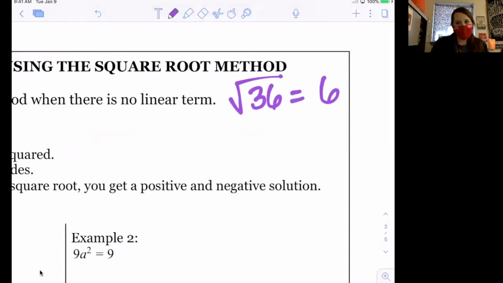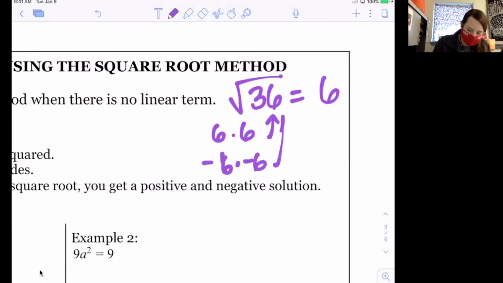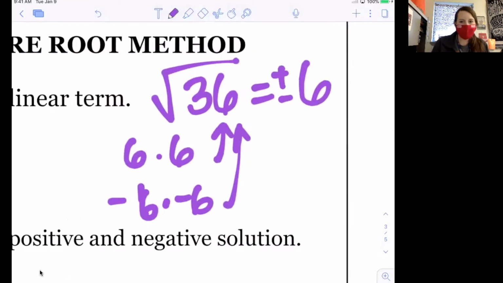However, just like with absolute value, we don't know if the number inside that square root was multiplied positive times a positive or negative times a negative, because either of those would yield a positive answer. Just like when we take the absolute value, it yields a positive answer. So I don't know if this was 6 times 6 to give me my 36, or negative 6 times negative 6 to give me my 36, because both of those equal a positive 36. So anytime we take the square root of a value, we're going to have to say plus or minus that number, meaning the answer could be positive 6, it could be negative 6, we don't know.